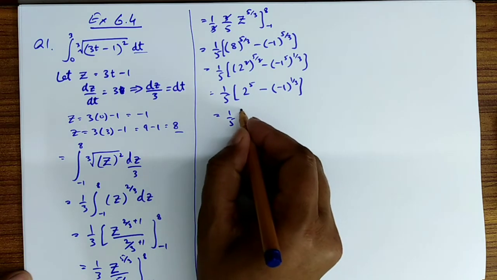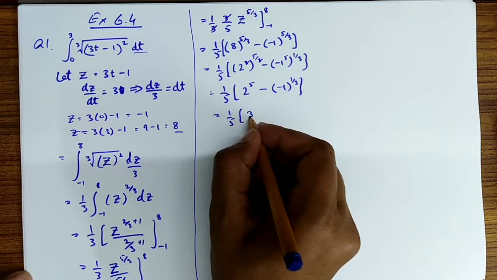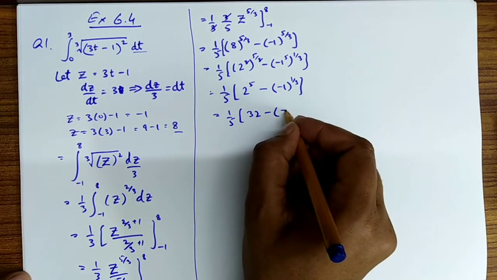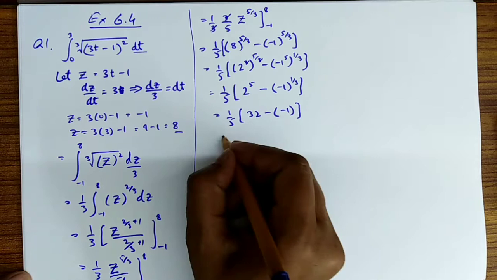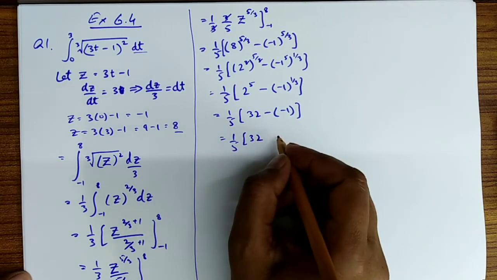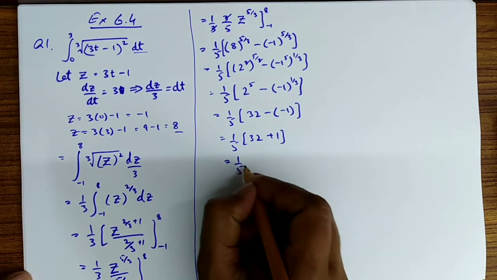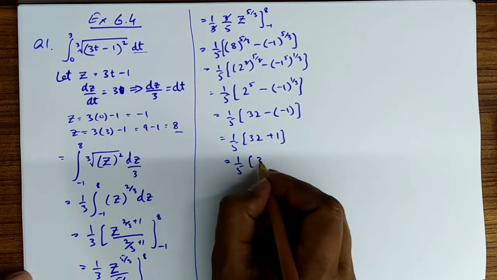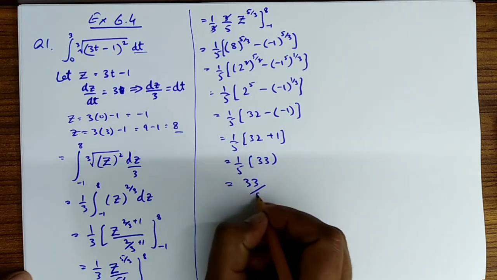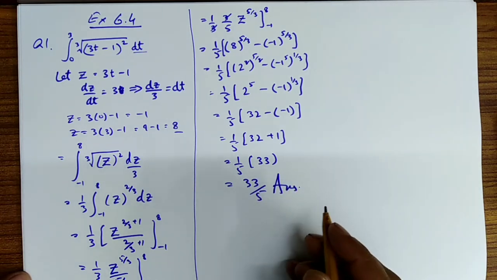Again you can see here, fifth power of 2 is 32 minus, and that will give me again minus 1. So 1 upon 5, 32 plus 1, 1 upon 5 into 33, that will be 33 upon 5, and this is my final answer in numeric form.